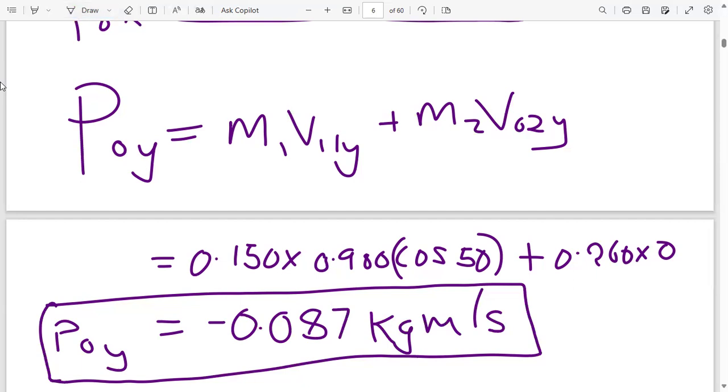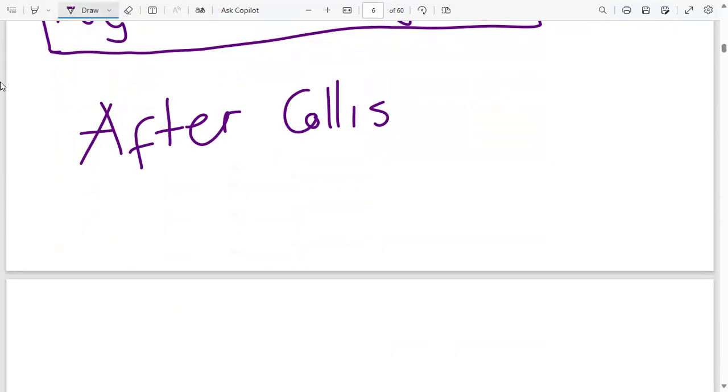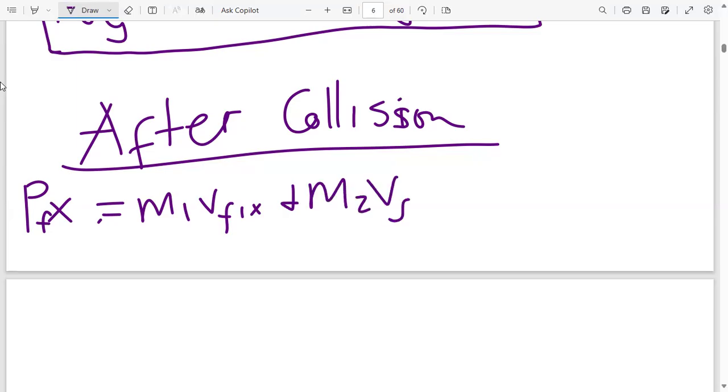We are going to go to momentum after collision. I'll even write here to say after collision. Okay, after collision like that, we have the x component as usual. So final momentum in the x, P final in the x, will be equal to the mass of 1 multiplied by the V final of 1 in the x plus the mass of 2 multiplied by the V final of 2 in the x, like that.